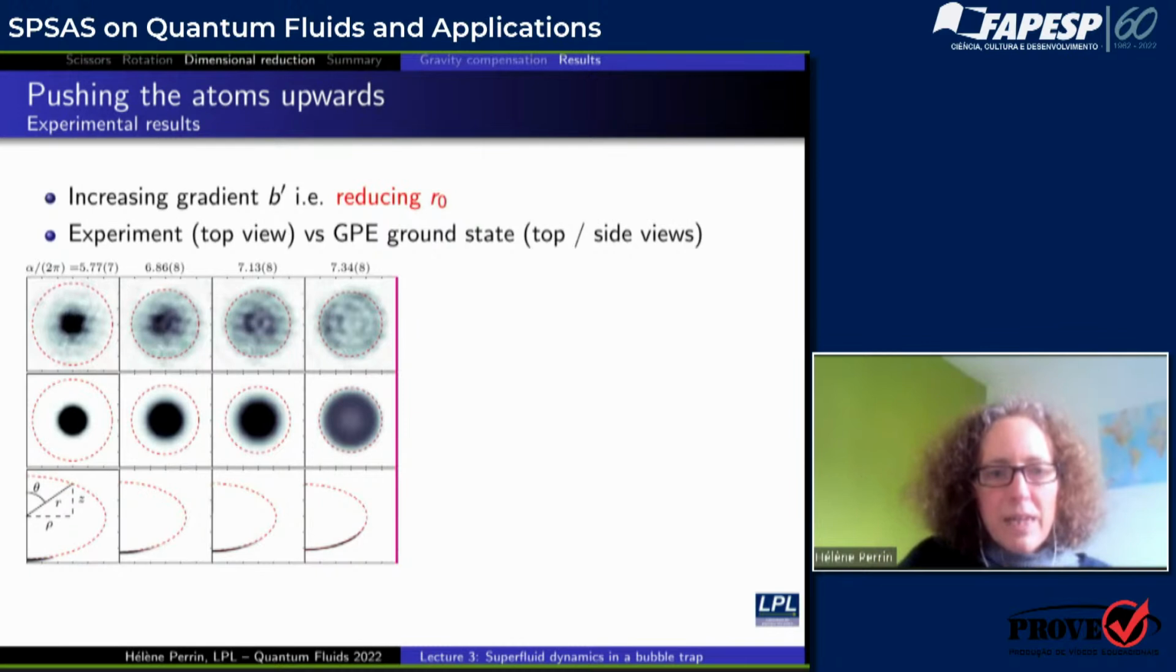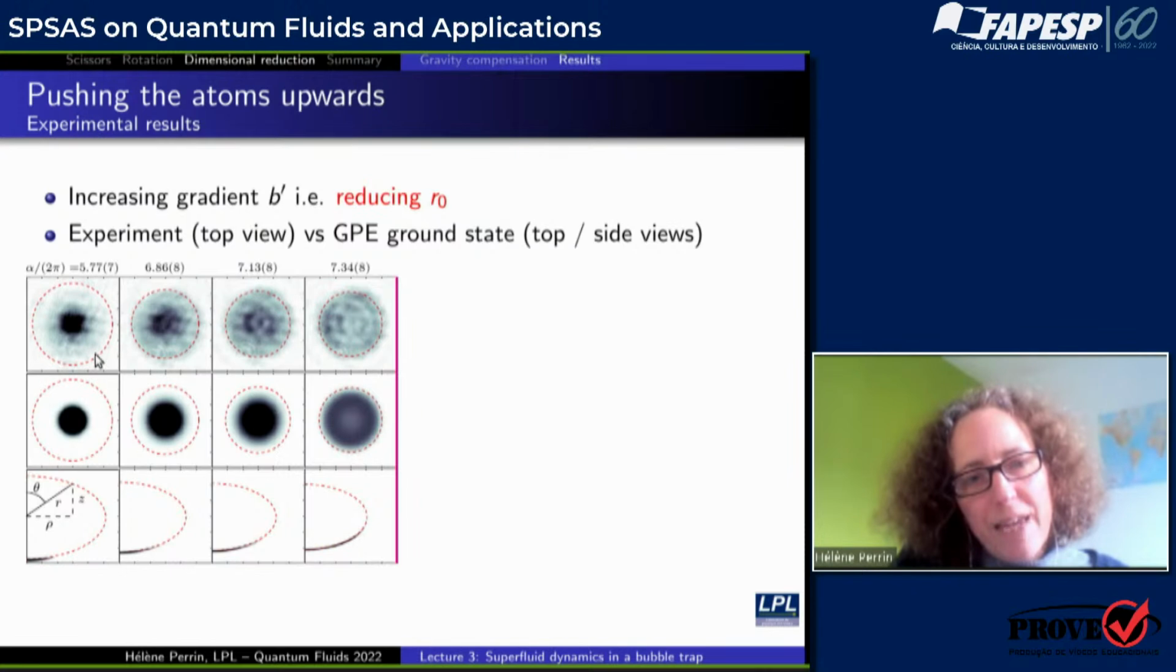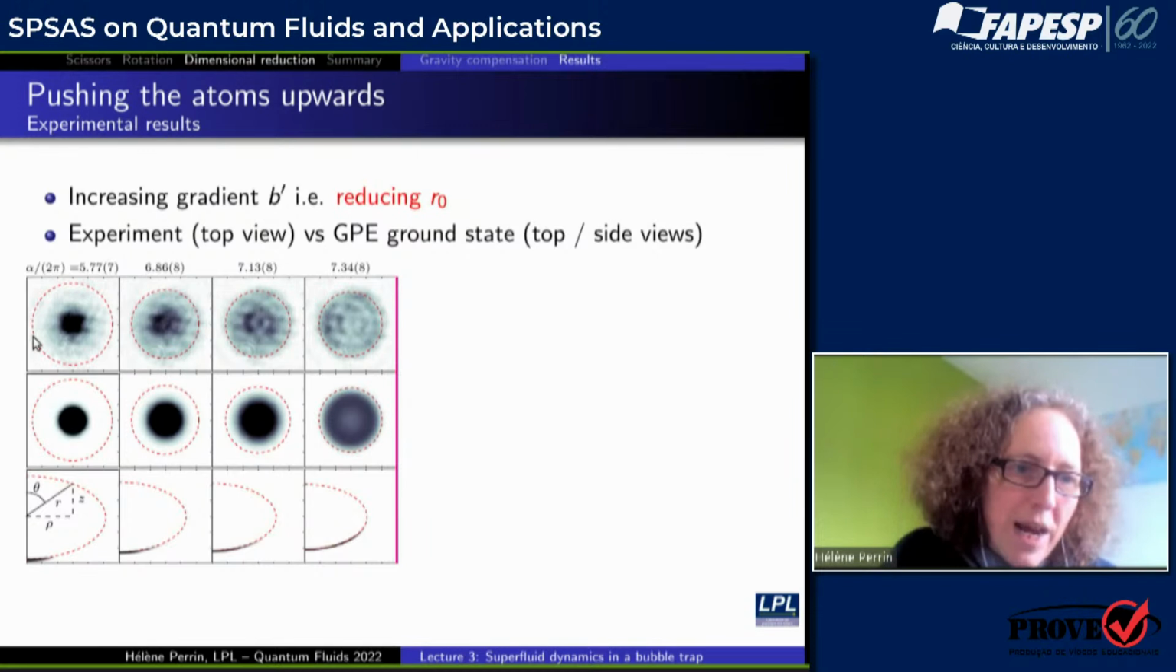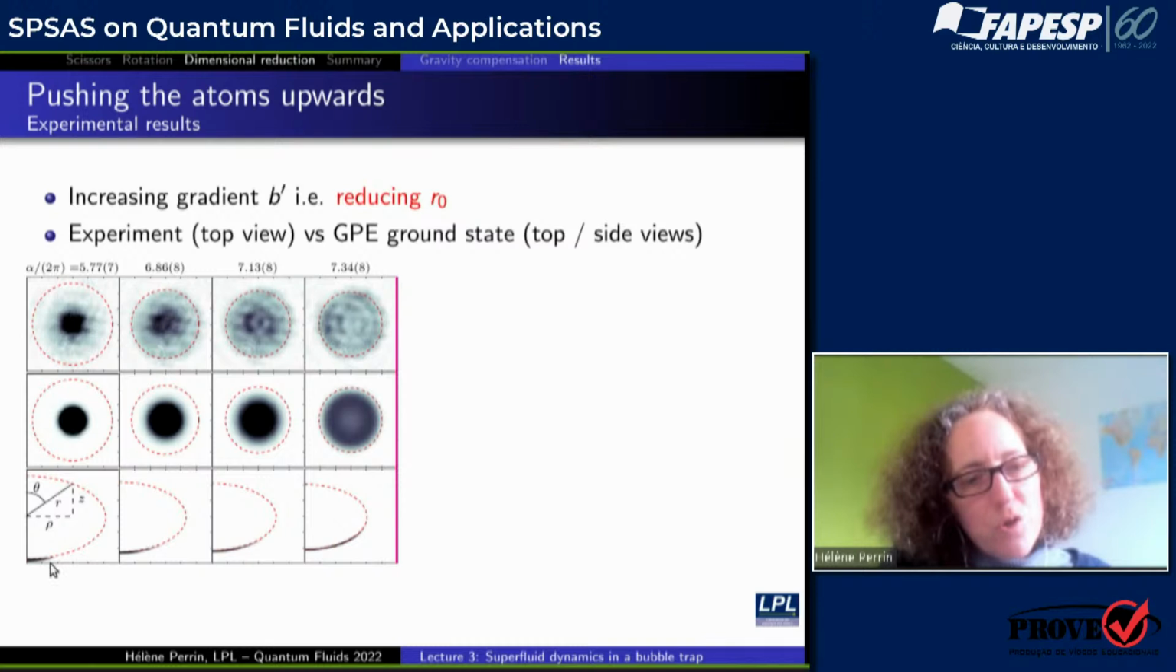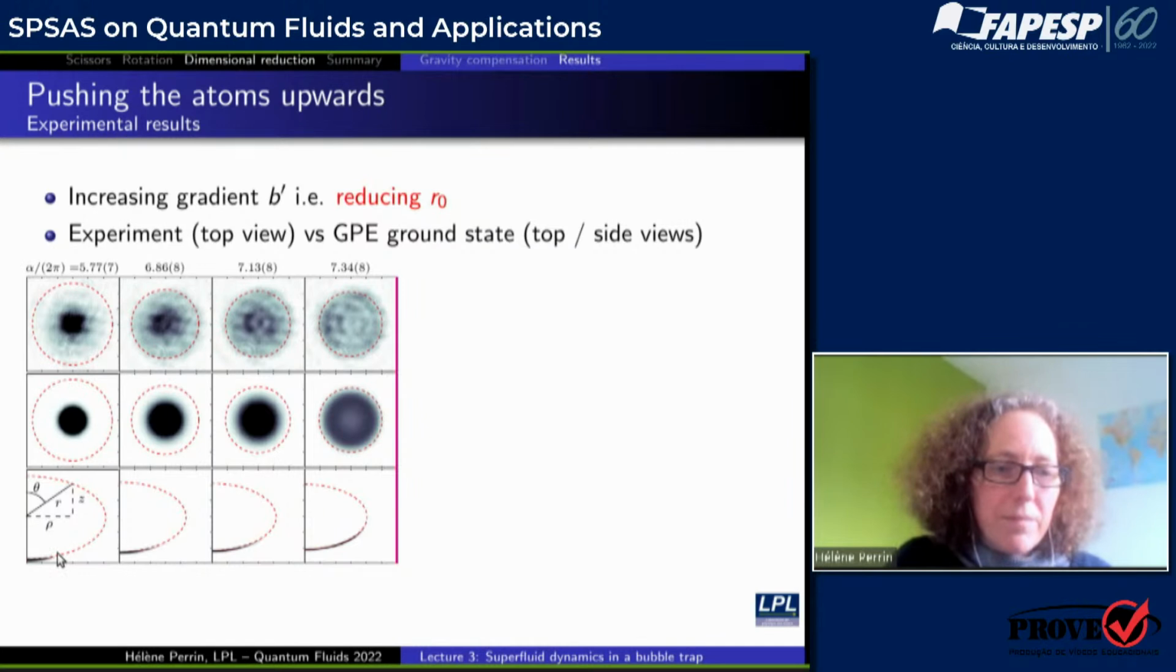In this series of pictures, you have an image of the cloud seen from the top. The red dashed line corresponds to the largest radius of the bubble seen from the top. And below here, you have a Gross-Pitaevskii simulation of the same distribution at zero temperature, just to compare. So this is experiment, this is theory, all seen from the top. And this is the same theoretical distribution seen from the side, just to illustrate where the atoms are expected to be in the bubble. We are initially at the bottom of the bubble with a single cloud at the bottom.